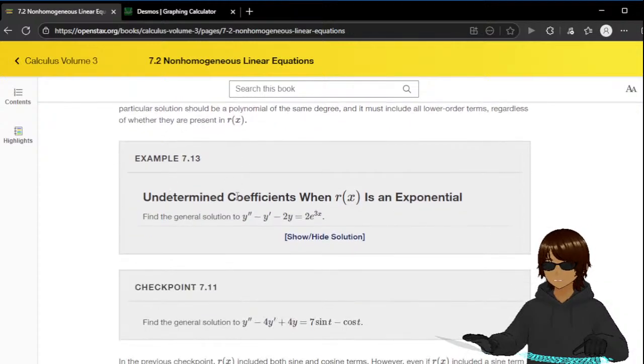Undetermined coefficients when R(x) is an exponential. Find the general solution to the double derivative of y minus the derivative of y minus 2y is equal to 2e^(3x).